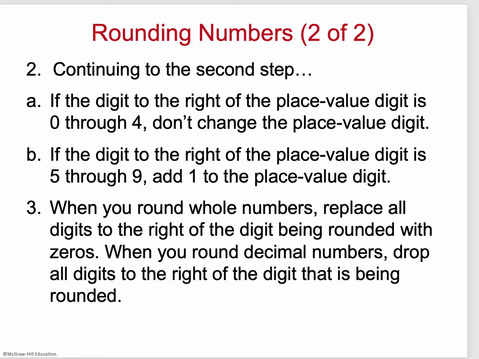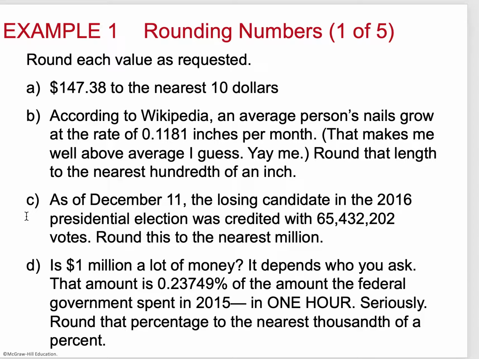Once I know the place value that I'm going to round to, then I can look at the digit to its right. If the digit is 0 to 4, I don't change the place value digit. If the digit is 5 to 9, I'm going to add 1. When I round whole numbers, I replace all digits to the right with zeros. So if I have 15, I'm going to add 1 to get 20, and so that 5 becomes a 0.